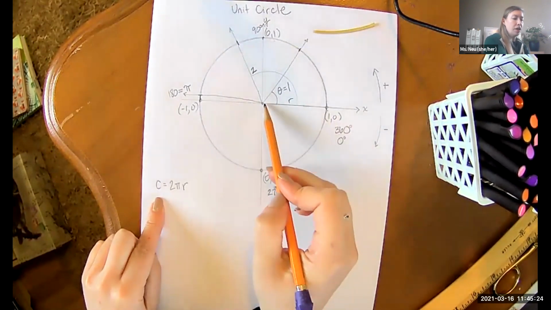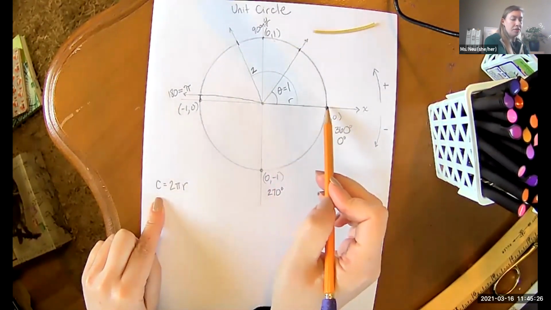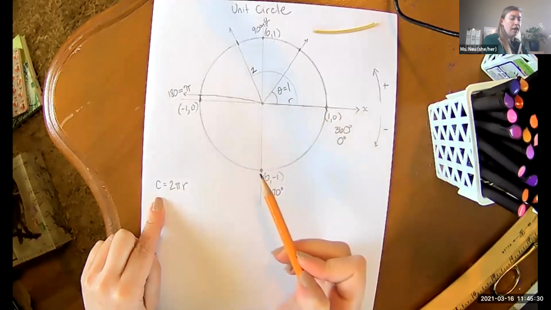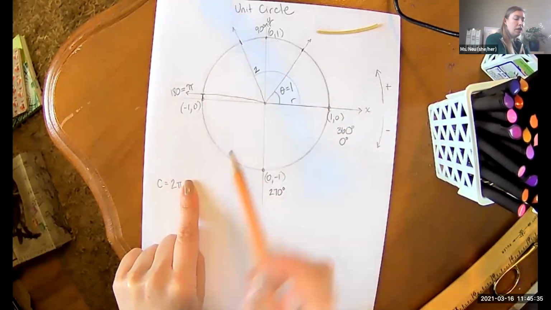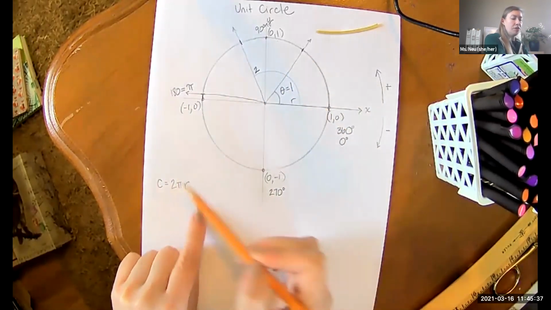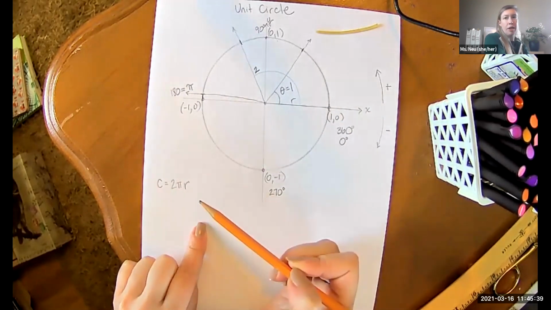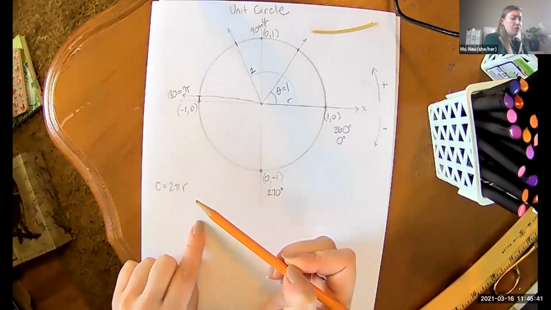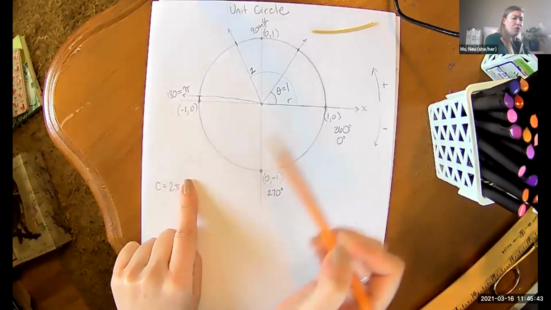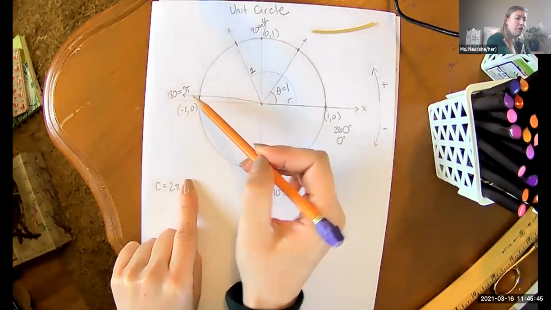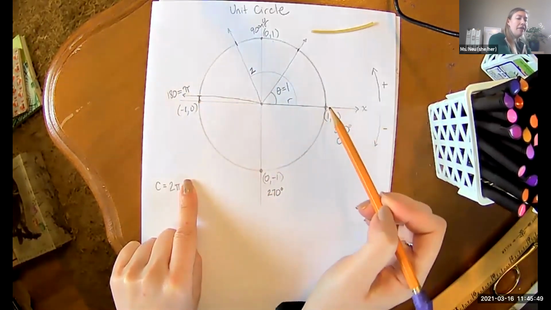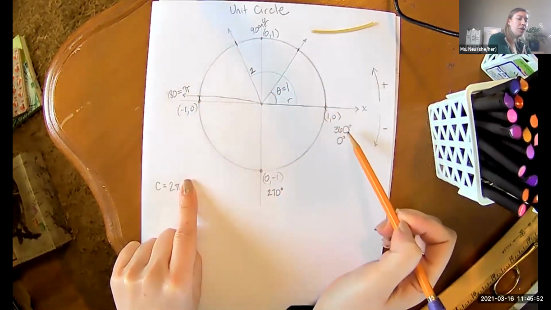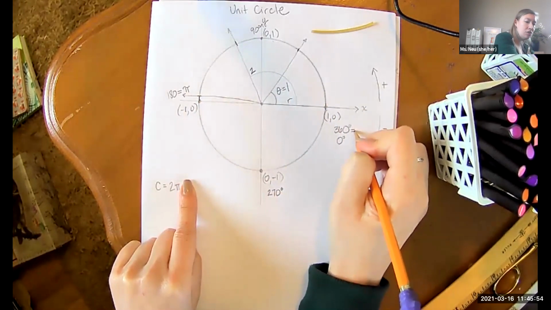Now, because this circle is a unit circle, if I made my radius 1, then the circumference of the entire circle is 2 pi, because 2 pi times 1 is just 2 pi, right? So that's kind of cool. So I get halfway around the circle, it's just 1 pi. If I add another pi, then all the way around the circle, 360 degrees, is 2 pi.